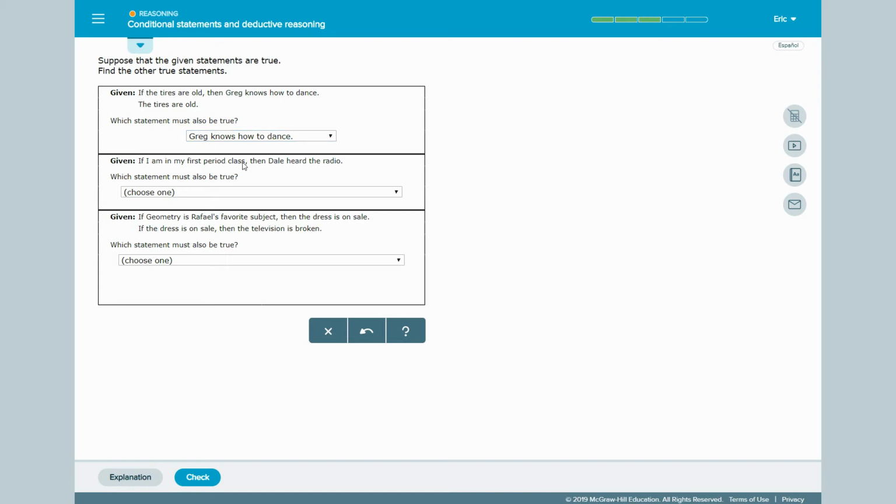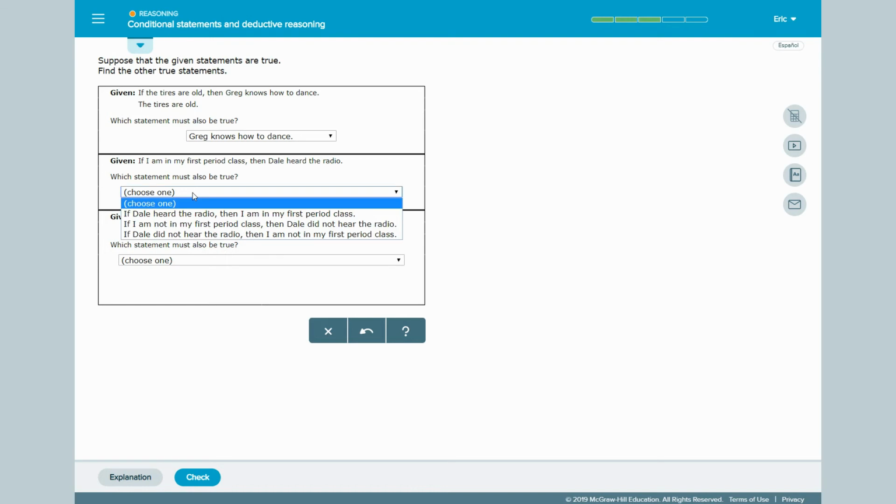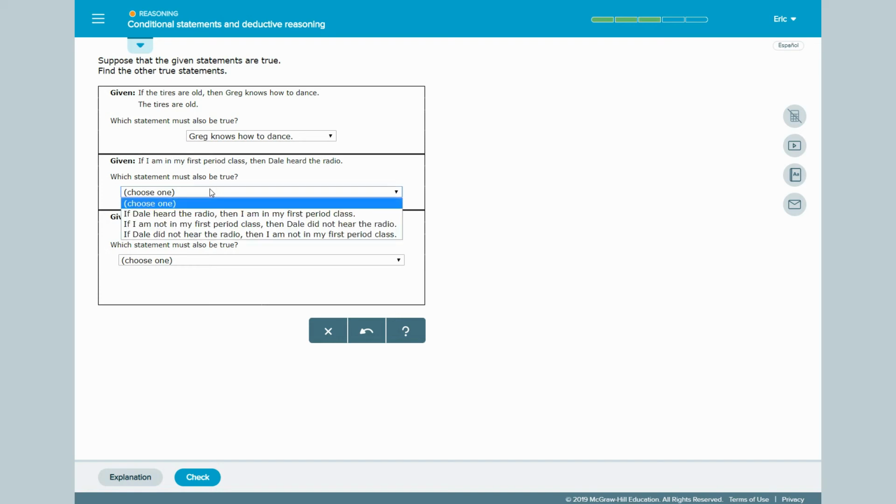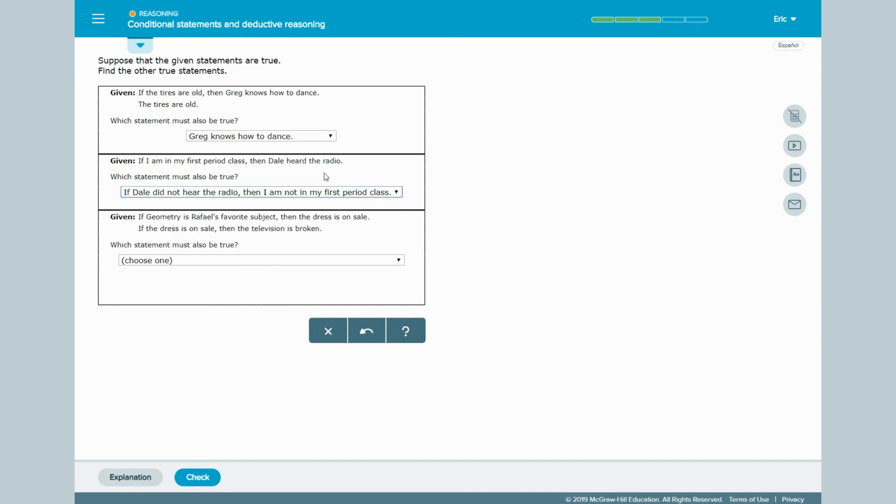If I am in my first period class, then Dale heard the radio. There's no extra "no-duh" statement, so this would be our contrapositive. That's the opposite of the second statement, then the opposite of the first statement. So if I am in my first period class, then Dale heard the radio, would be: if Dale did not hear the radio, then I am not in my first period class.